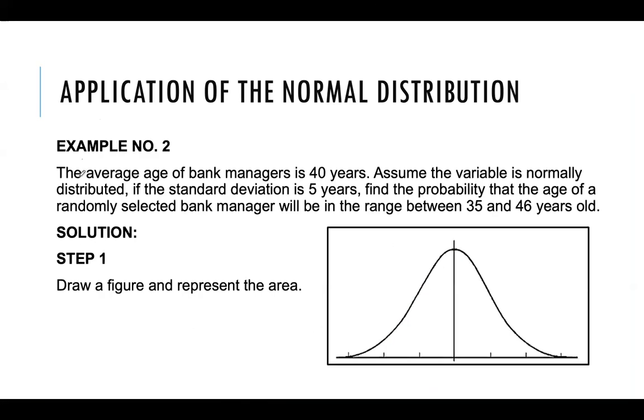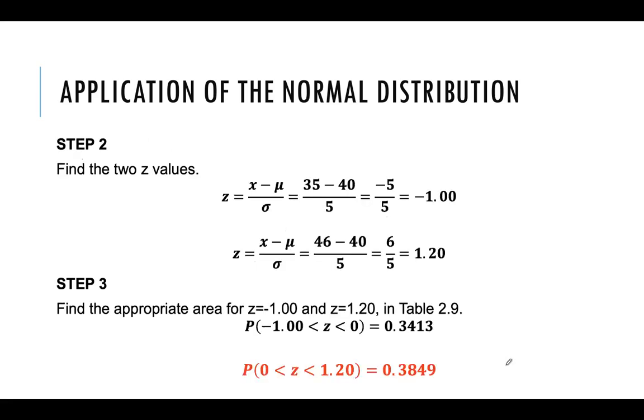Okay, another example. The average age of a bank manager is 40 years. Assume the variable is normally distributed. If the standard deviation is 5 years, find the probability that the age of a randomly selected bank manager will be in the range between 35 and 46 years old. Okay, so this is our normal distribution.